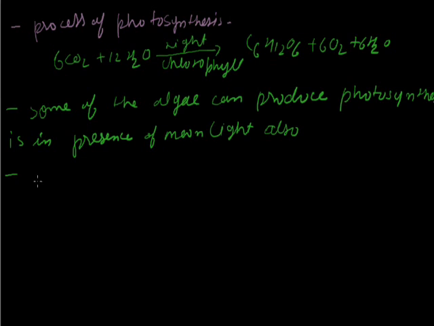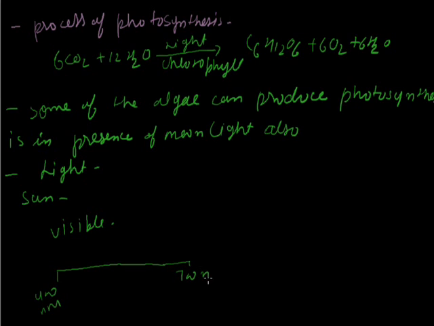Next we'll discuss light. Normally we know that the source of light is the sun. And we know that sunlight is a combination of lights of different wavelengths, like X-rays, ultraviolet rays, visible rays, and infrared. Every frequency is a different kind of light. First we will discuss visible light. The visible light spectrum of sunlight starts from a wavelength of around 400 nanometers to 700 nanometers.